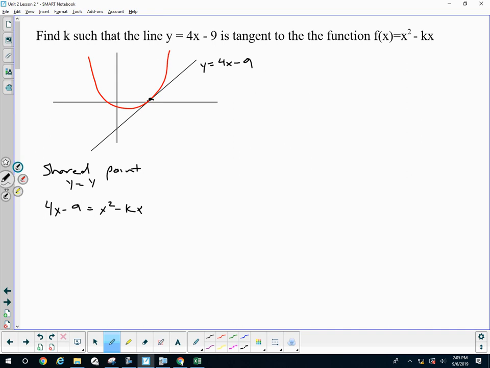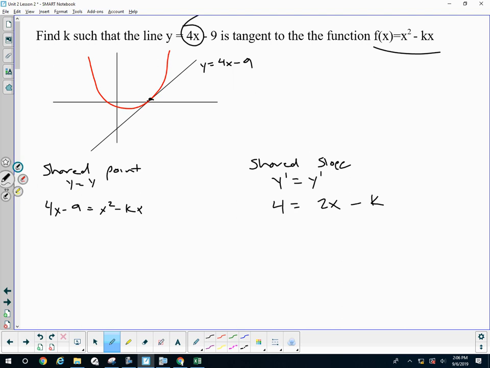What else do they share? The slope of the tangent to f of x needs to equal the slope of that line. Exactly. Very good, Ryan. A shared slope. The y's need to equal each other, that's the point, but also the y primes need to equal each other. There's the slope. The slope of the line, you know, mx plus b. Well, take the derivative of 4x minus 9, you get 4. Take the derivative of x squared minus kx, you get 2x minus k.